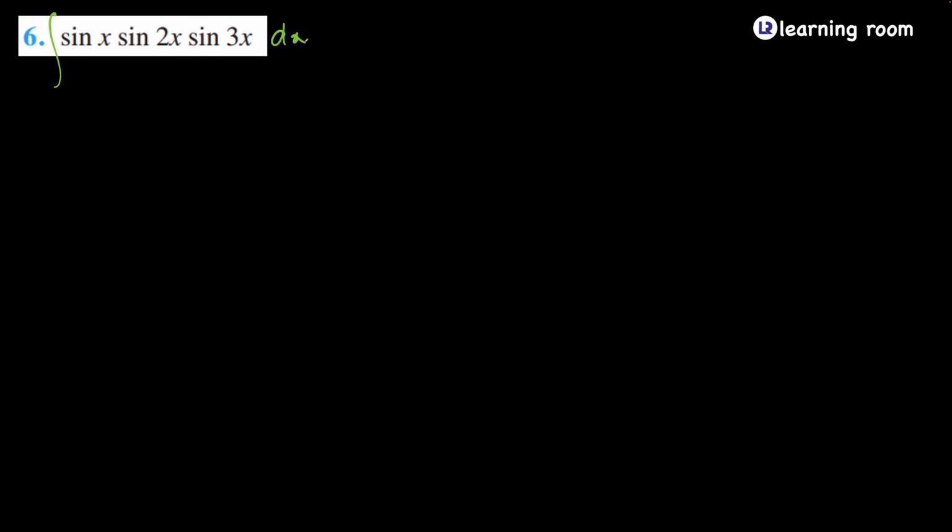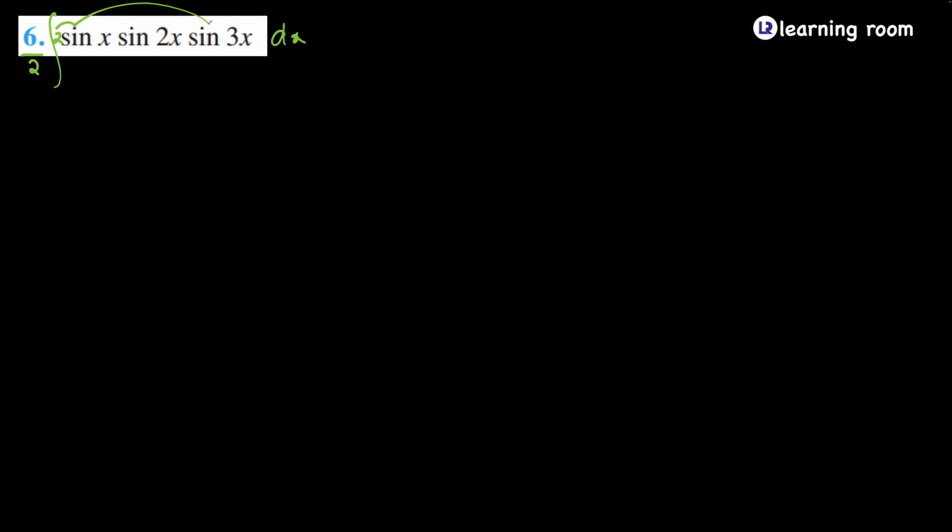So in this problem, we need to find the integral of sin x into sin 2x into sin 3x. Whenever you have these kind of problems where there are three terms involved, it can either be a combination of all sines, all cos, or a combination of sin and cos. Always ensure that you multiply and divide by 2. Apart from that, combine this 2 with the first term and the last term.